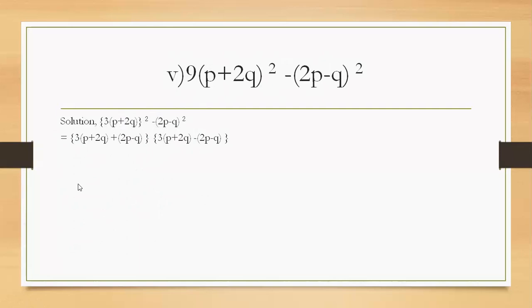And this is b. And now look at a plus b, a minus b. Now remove the bracket. This is minus plus minus, minus minus plus. Now 3p plus 2p is 5p. 6q minus q is also 5q.